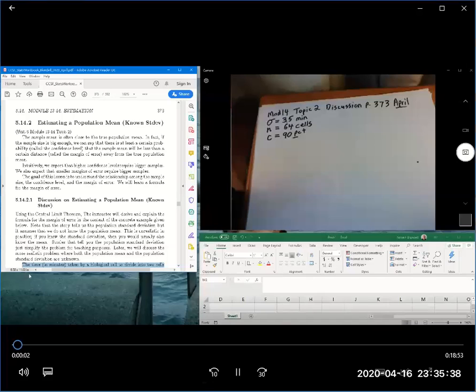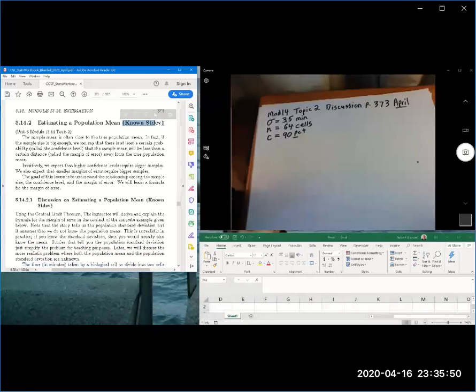This presentation is about estimating the population mean, assuming that we already know the population standard deviation. That assumption that we already know the standard deviation is not very realistic. And we'll be able to drop that in a later section of the workbook, but it simplifies the problem to assume that we know the standard deviation.